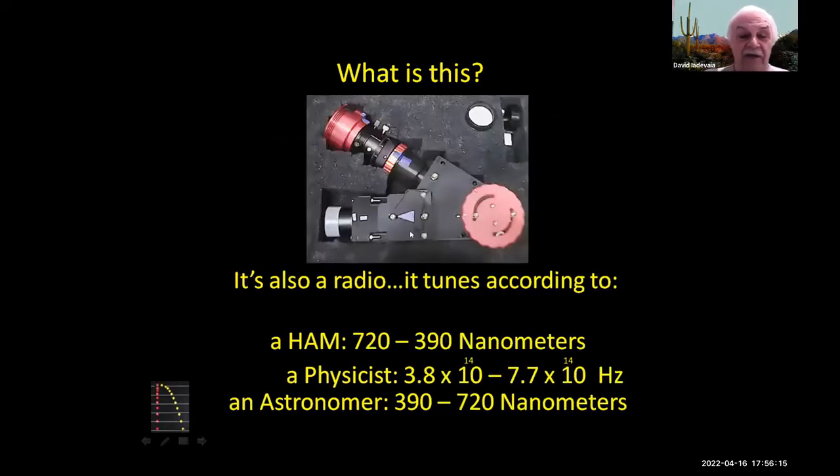So this is also a radio, and this is the device that we're going to be talking about today. And it is also a radio. And it tunes, if you're a ham, from 7,200 to 390 nanometers. If you're a physicist, 3.8 times 10 to the 14th to 7.7 times 10 to the 14th hertz. And if you're an astronomer, 390 to 720 nanometers.